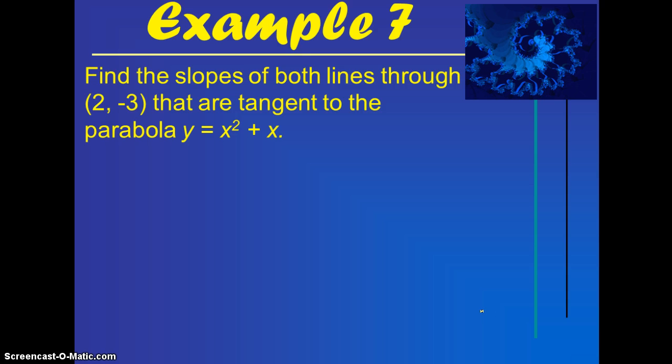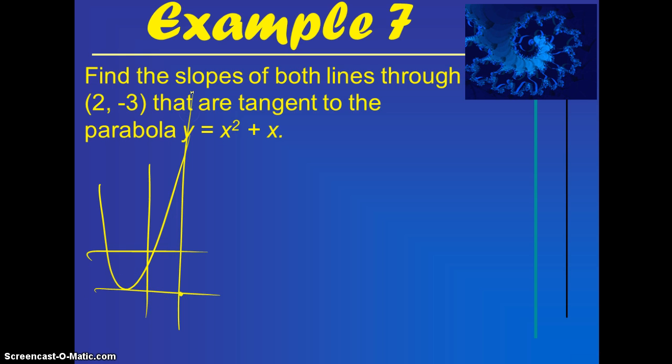I don't think we have enough time to do this problem because it's a beast. Basically, the idea here is that you've got a parabola looking something like that, and you've got this point. There are 2 lines that are going to be tangent to the parabola through this point. Maybe one there, and maybe one way up high. The idea here is that you want to try and create this scenario.